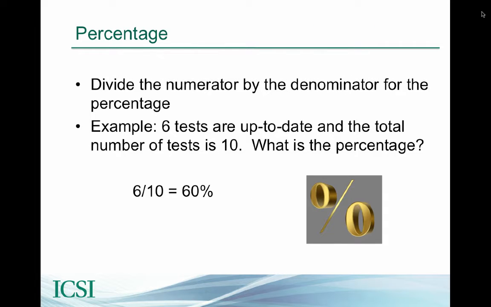Percentage. This can be tricky for folks as well. Divide the numerator, or the north number, by the denominator, the down number, for percentage. So example, if you had 6 tests are up to date and the total number of tests is 10, what is the percentage? 6 over 10, or 6 divided by 10, equals 60%.